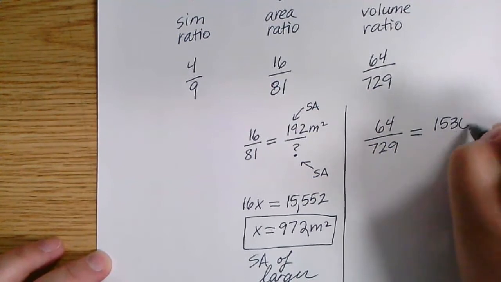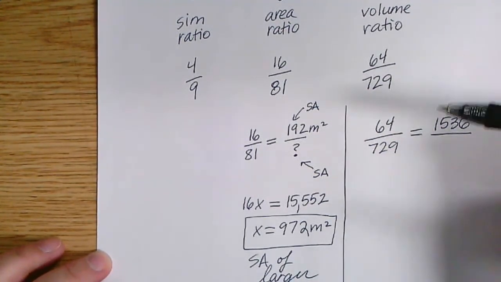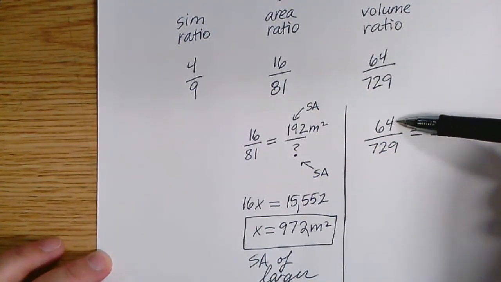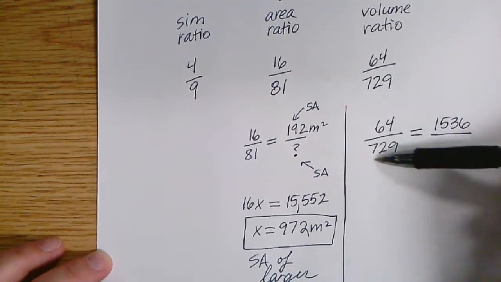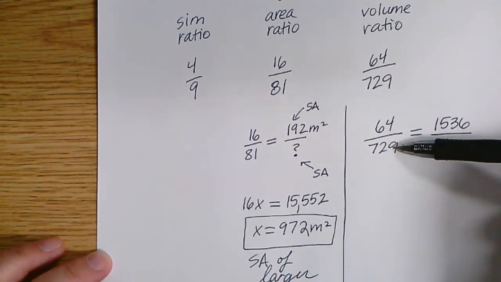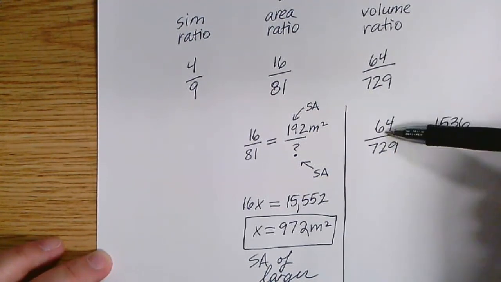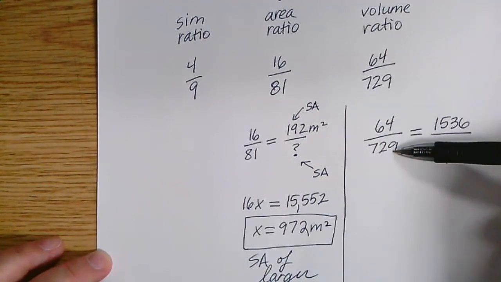Smaller means I'm going to put it on top. Why? Does smaller always go on top? No. This is smaller, that's why. It has to correspond. It has to go with the corresponding measure. This is telling me 64 to 729 is the ratio of the smaller volume to the larger volume.